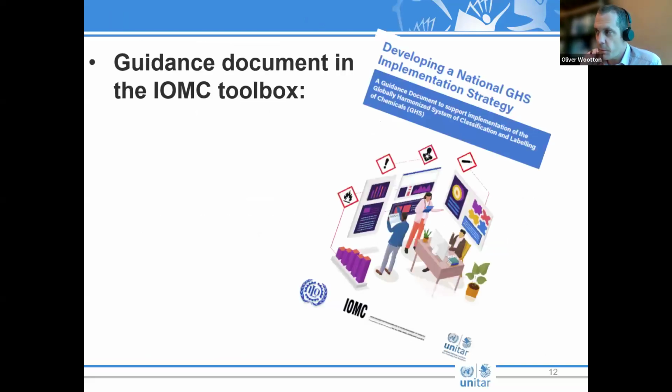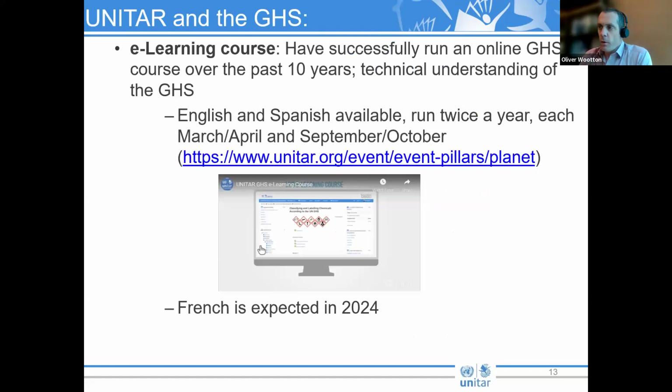One of the big guidance documents we have is developing a national GHS implementation strategy, and this was updated and republished in 2022. We've also successfully run an online GHS course over the past 10 years, and this provides quite in-depth technical understanding of the GHS. It takes about 11 weeks, part-time study. Often it's people who are working, so it fits around their work schedule. We do that in English and Spanish and run it twice a year. We are hoping also to have the French version available in 2024.